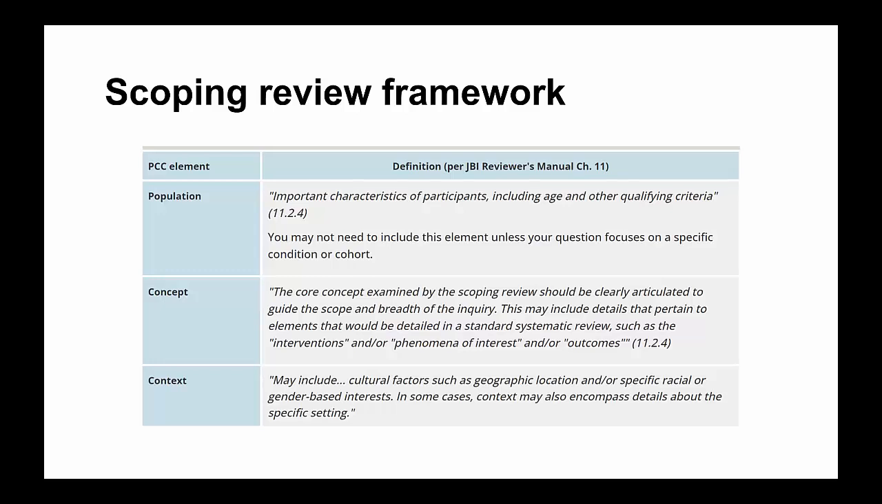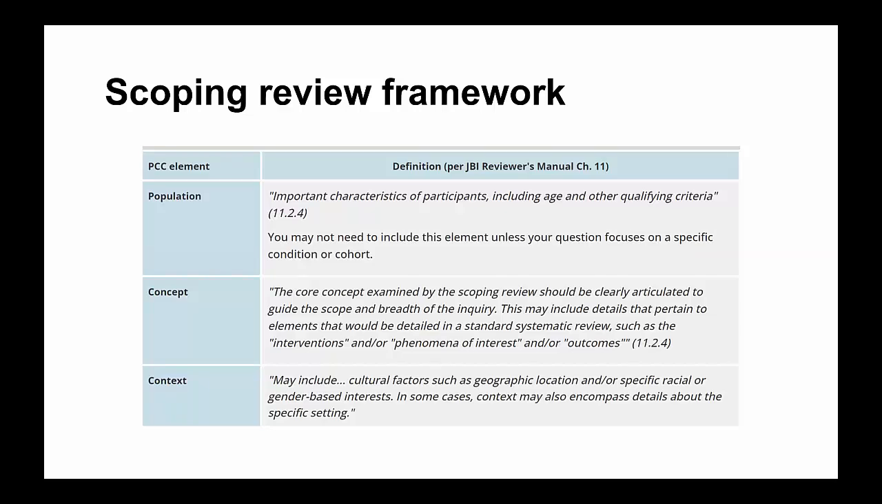This has sometimes been a little bit tricky for me when I'm trying to figure out where do I put which element. What I've learned is that the concept is really what's most important to them, to what they're looking at. That's the starting point of this framework when you're thinking about where the elements go.